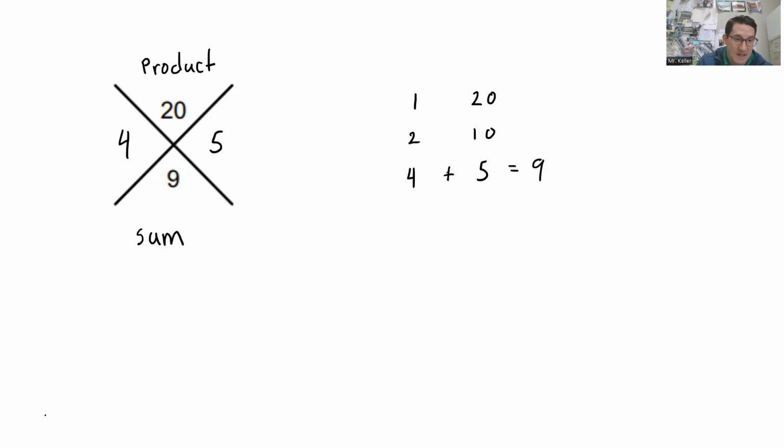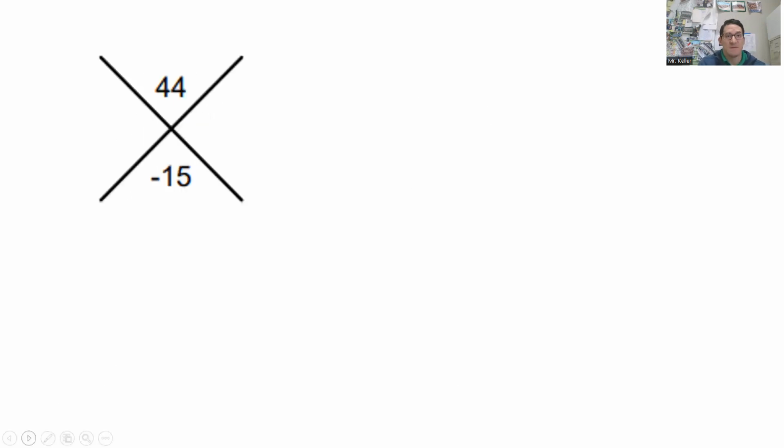All right. So let's do another one where there are some negatives. So 44 on top and negative 15 on the bottom. So remember, the top is a product. The bottom is a sum. We want two numbers to fill in the sides that multiply to get the top, add to get the bottom. So for 44, the pairs that multiply to get 44 would be 1 and 44, 2 times 22.